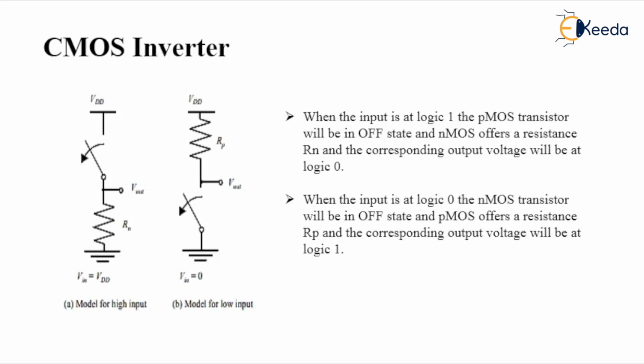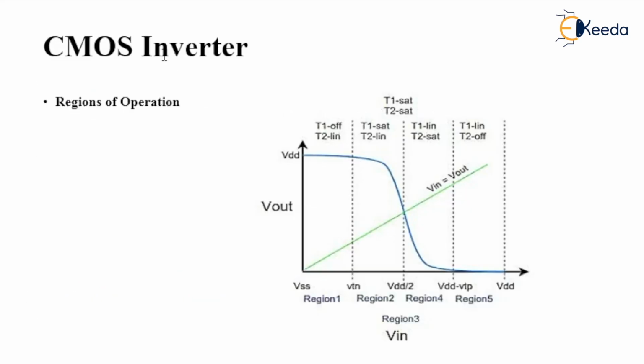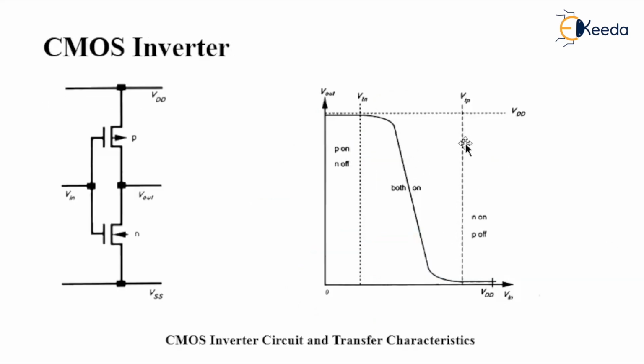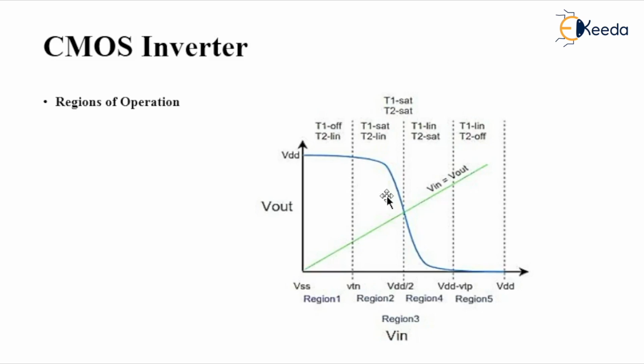Okay. Next, going to the regions of operation of the complementary metal oxide semiconductor inverter. This is very important, so let us discuss these regions of operation. It is going to work in 5 regions. So I am drawing a graph between input and output voltage. The same graph is there here. This graph, the transfer characteristics, I have simply replicated here, but some modifications have been made.